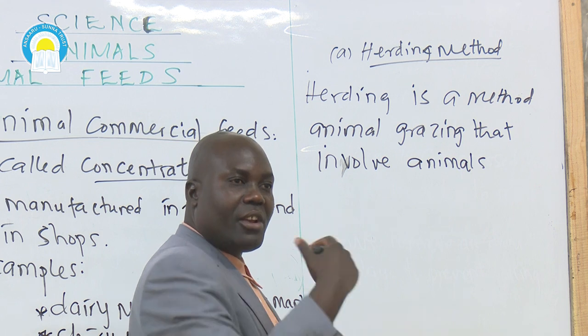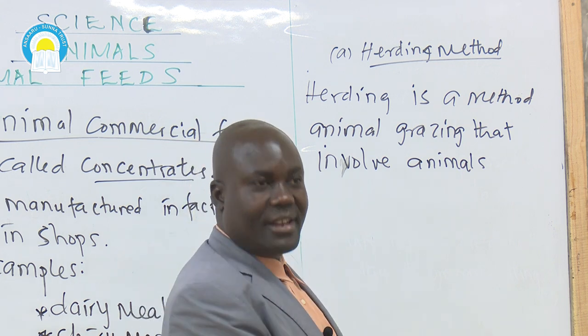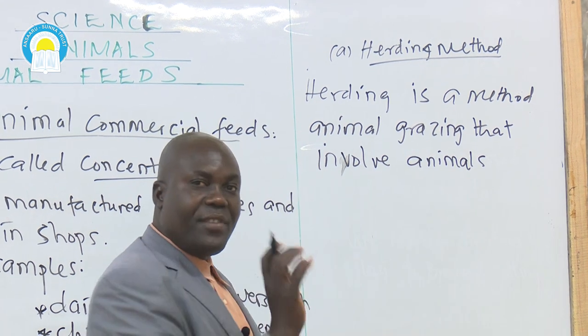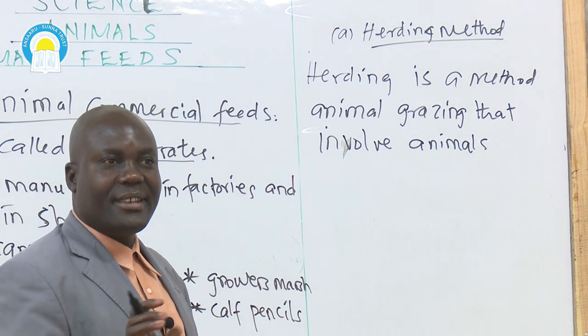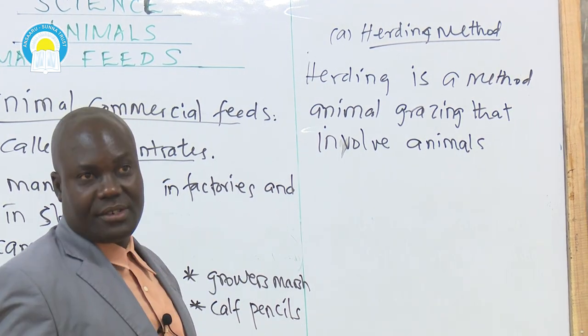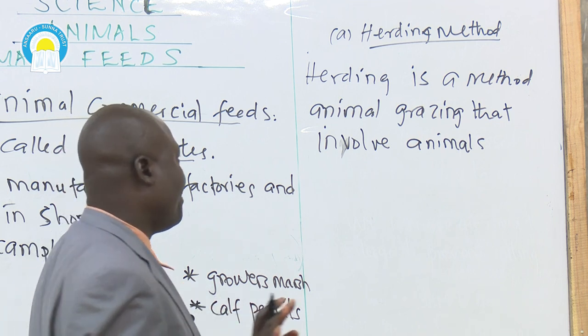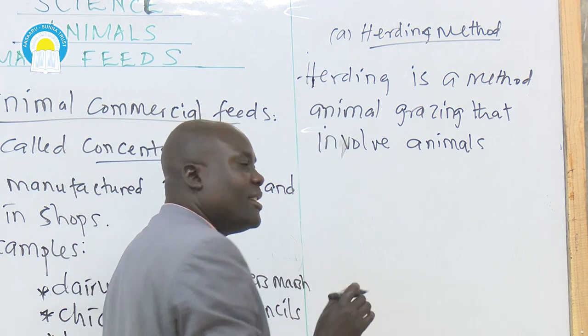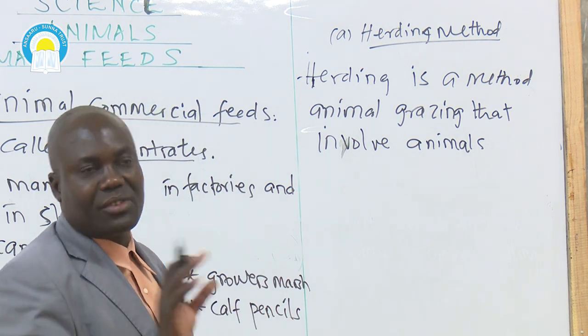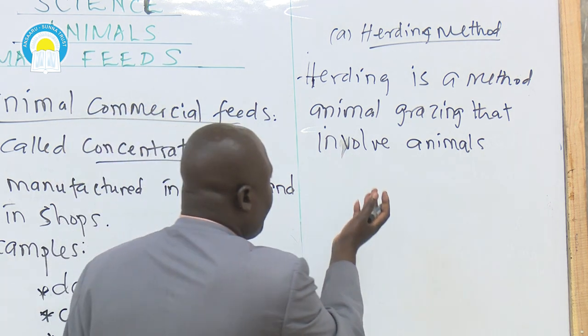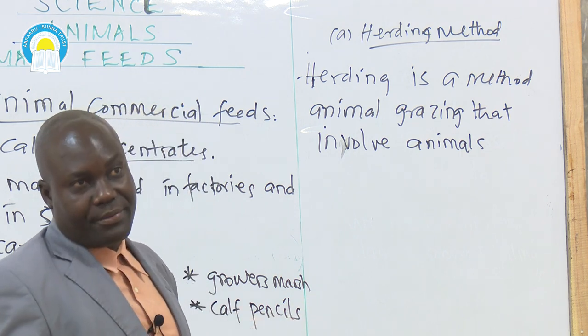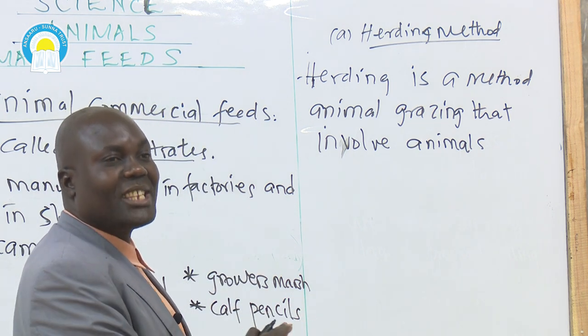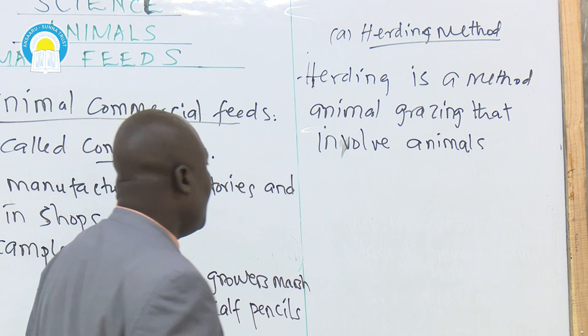They can move kilometers and kilometers as they graze. The advantage is that they feed on the type of grasses or vegetation they want. So that's the most advantage for them. However, the most disadvantage of this method is that it requires a very big piece of land. Two, you cannot practice this method where you have many people. So it needs a place where there's a sparse group of people or settlement.